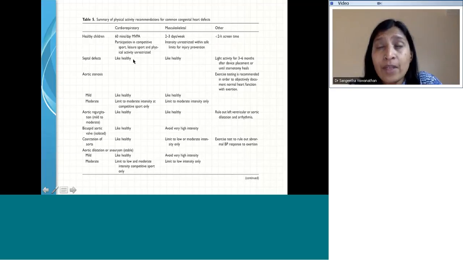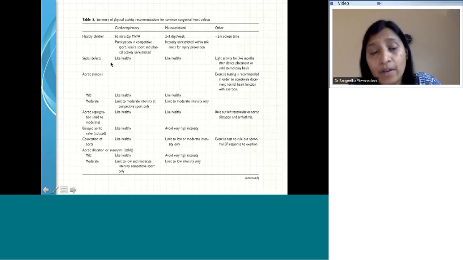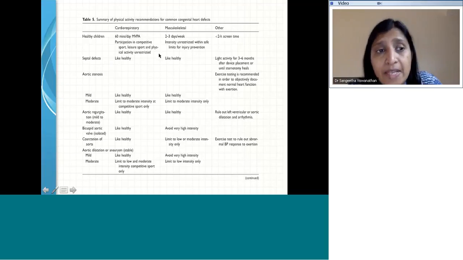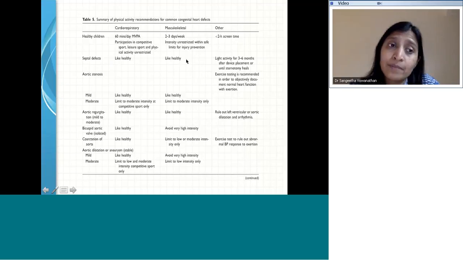When patients have septal defects, often when these are large, these are nowadays corrected early, and they can be treated like healthy individuals. If there is a small uncorrected VSD or ASD, for example, that can also be treated like a healthy individual. If patients have had VSD surgery or device placement, then 3 to 6 months after the procedure, their activities are restricted to light activity until the device has endothelialized and settled in, and until the sternotomy has healed.